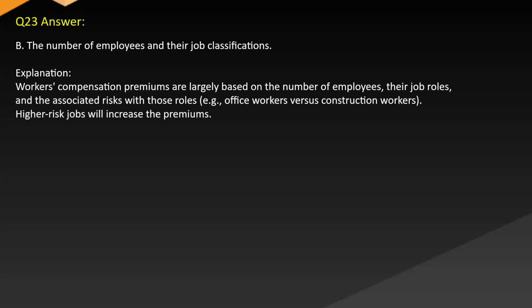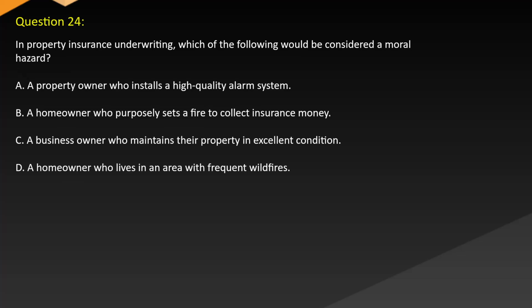Answer B. The number of employees and their job classifications. Explanation: workers' compensation premiums are largely based on the number of employees, their job roles, and the associated risks with those roles, e.g. office workers versus construction workers. High-risk jobs will increase the premiums. Question 24. In property insurance underwriting, which of the following would be considered a moral hazard?